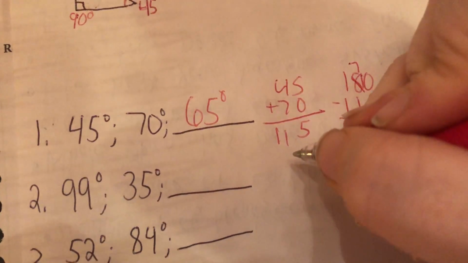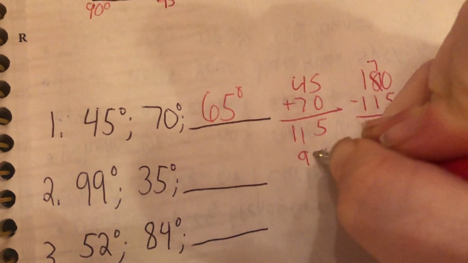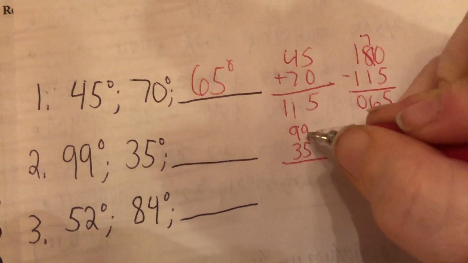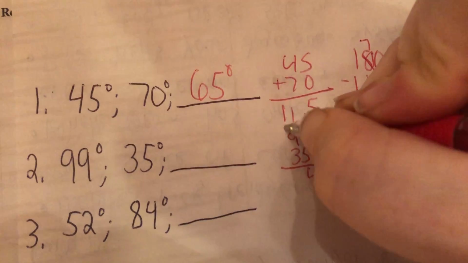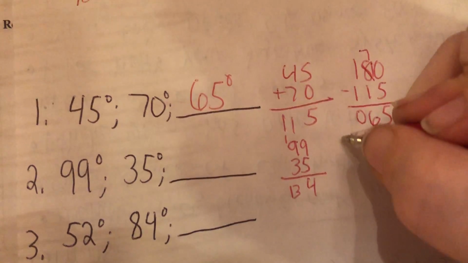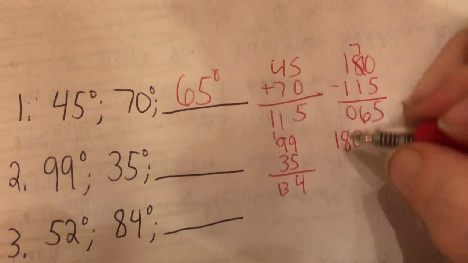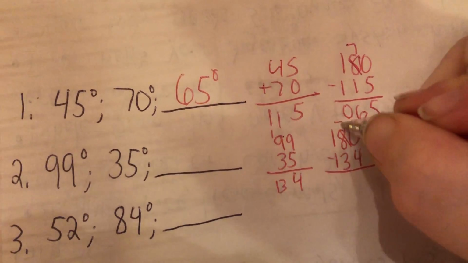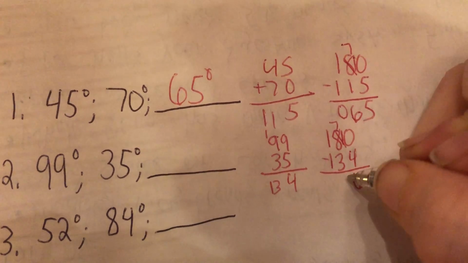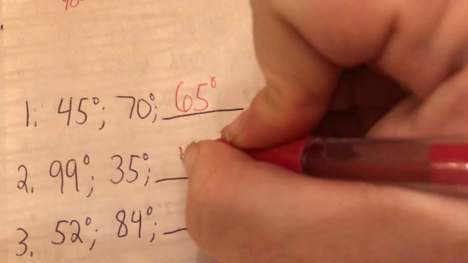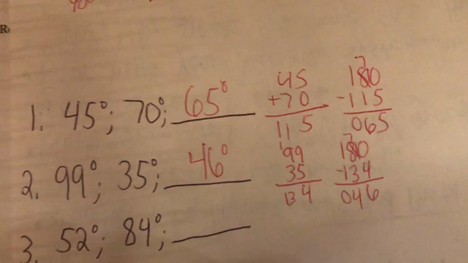My second triangle, I would have 99 degrees plus 35 degrees. 9 plus 5 is 14. 9, 10, 13. So then I take 180 and subtract 134. Have to borrow again. 6, 4, 0. So my third angle would be 46 degrees.